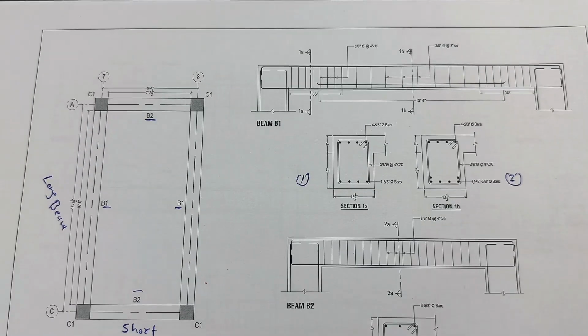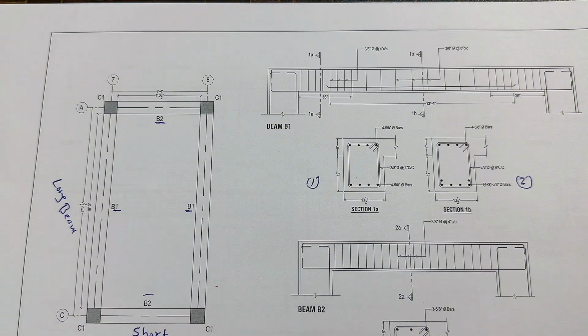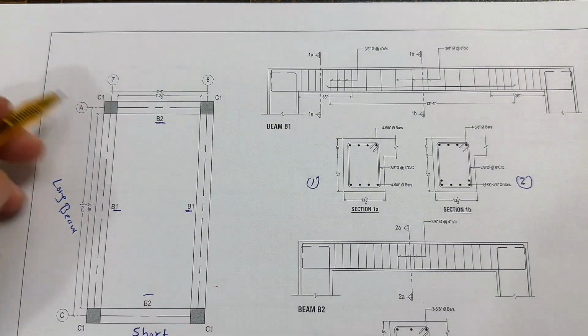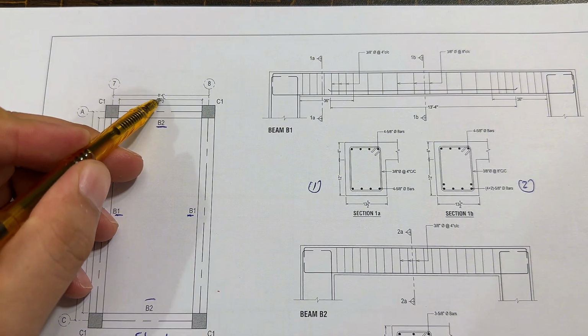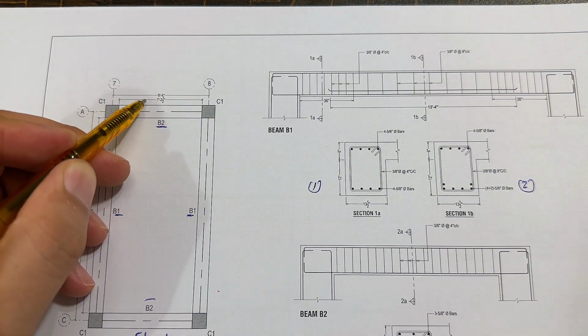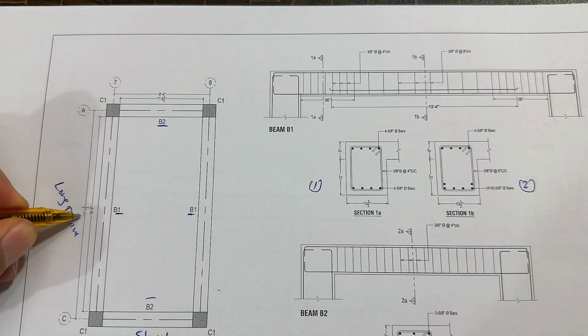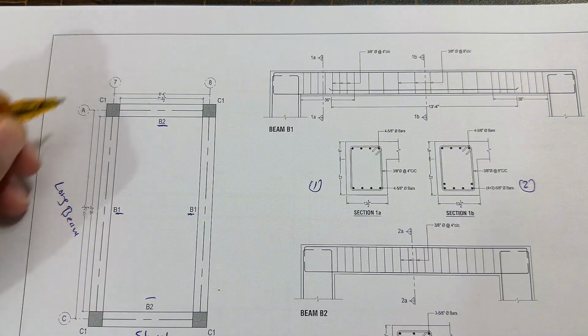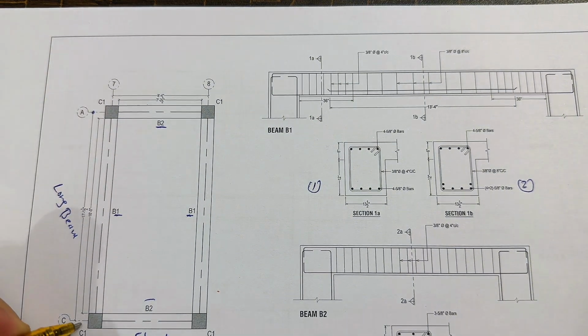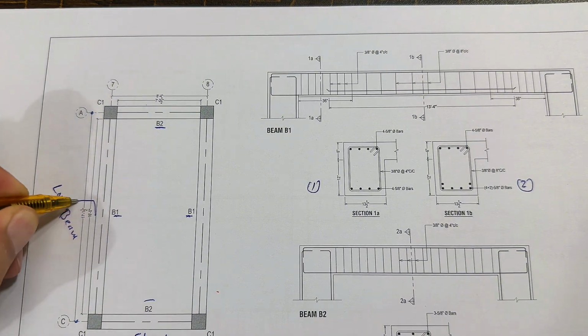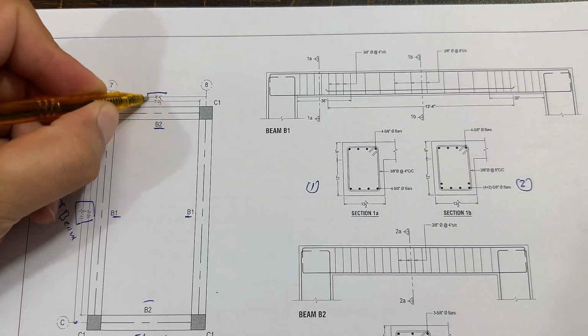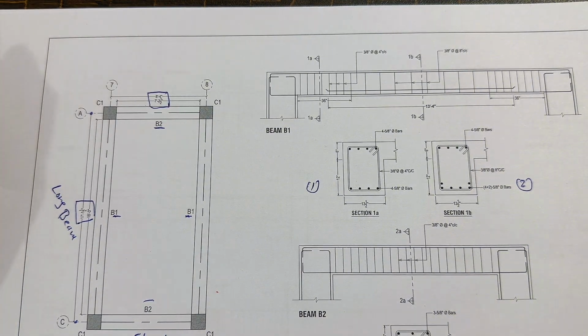If you see guys, the span between two columns is 8 feet and 4 inches from one central line to the other central line. Next, the long beam span is 17 feet 1.5 inches from one central line to another central line. So this is the clear span between two columns. This is the shorter beam span, which is 8 feet and 4 inches.